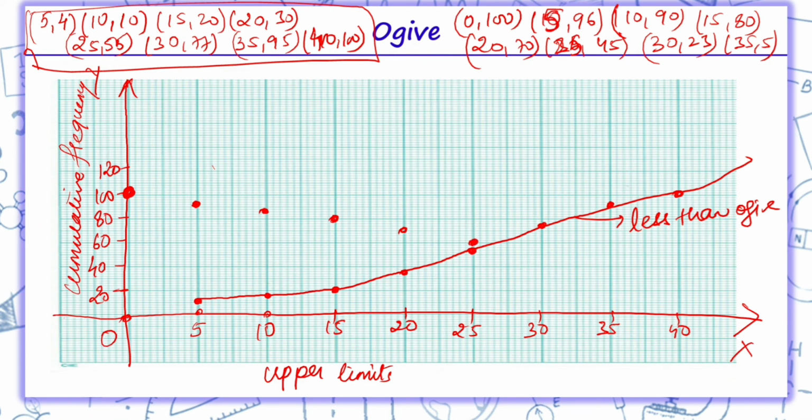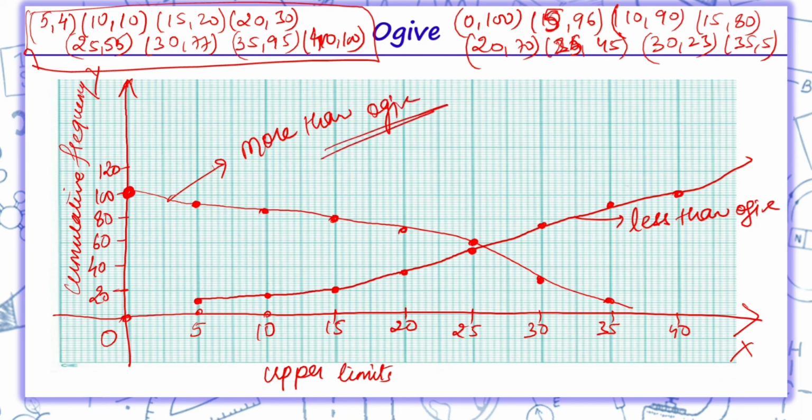Then we have 30 and 23. This is 30 and this is 23. Then 35 and 5. So now we'll join these curves. So this is our more than ogive curve.